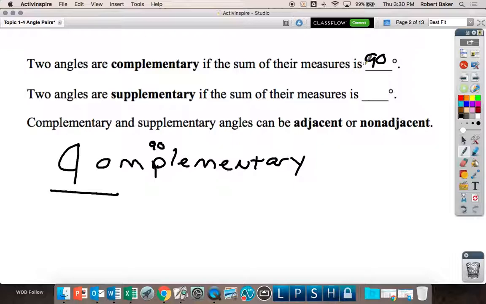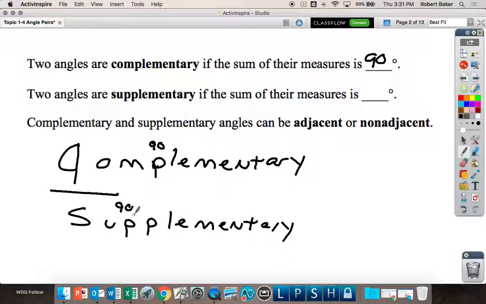If you have a pair of shoes on, how many shoes are you wearing? 2. It's only 2. So it's 2 angles that add up to 90. And then it's supplementary. What do you think that one means? It is 180. So if you use that same trick, this P gets a 90, this P gets a 90, 90 and 90 make 180.